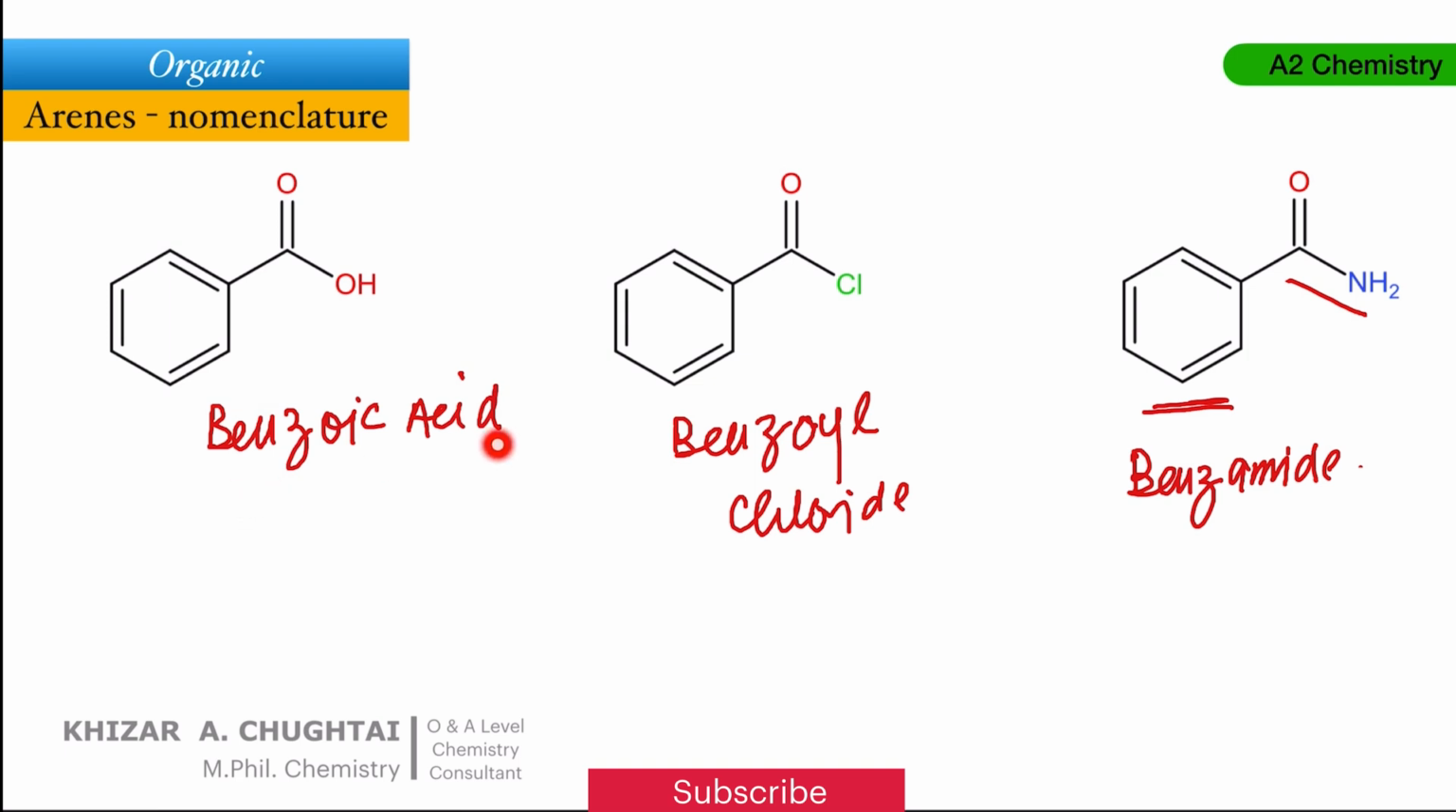If there is a major functional group, its name will be written as a suffix. Benzoic acid, benzoyl chloride, benzene is not having its ene part, oic acid, oyl chloride, amide. Benzoic acid, benzoyl chloride, benzamide.